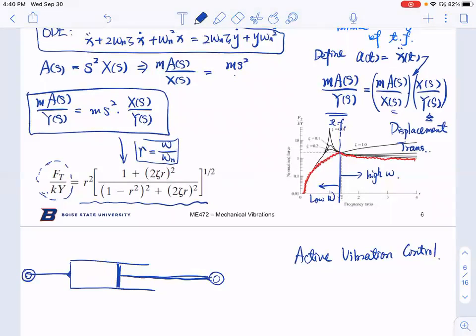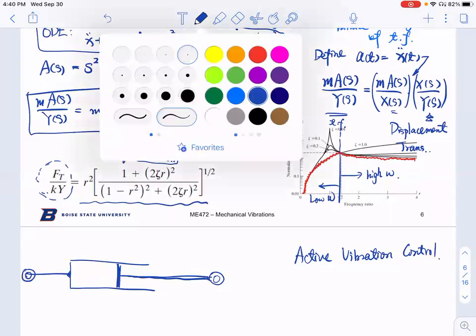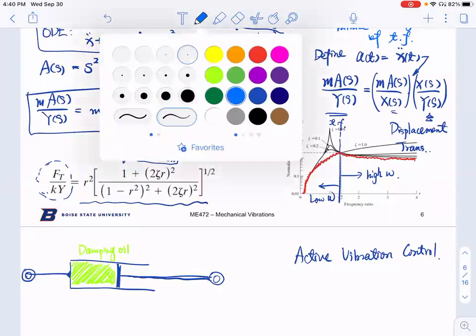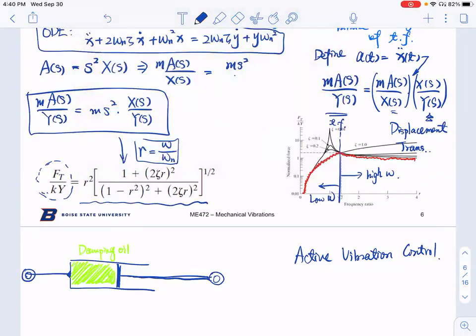Inside of this dashpot, there is basically the cylinder. And then inside of the cylinder is filled with damping oil. It's really very high viscous oil. And then as it vibrates, this thing is going to give you a damping C.